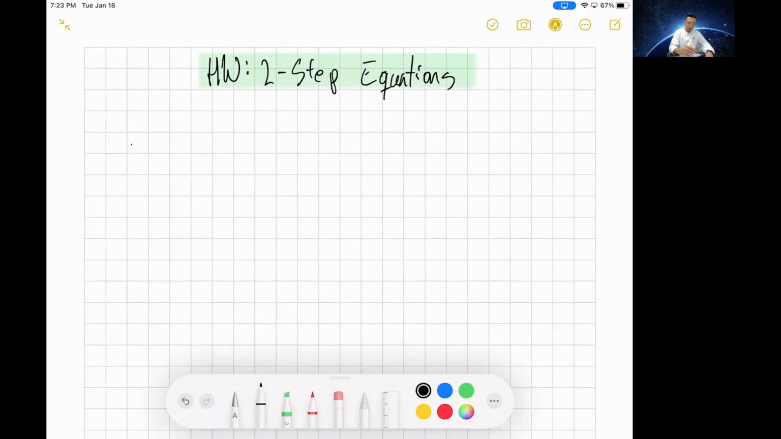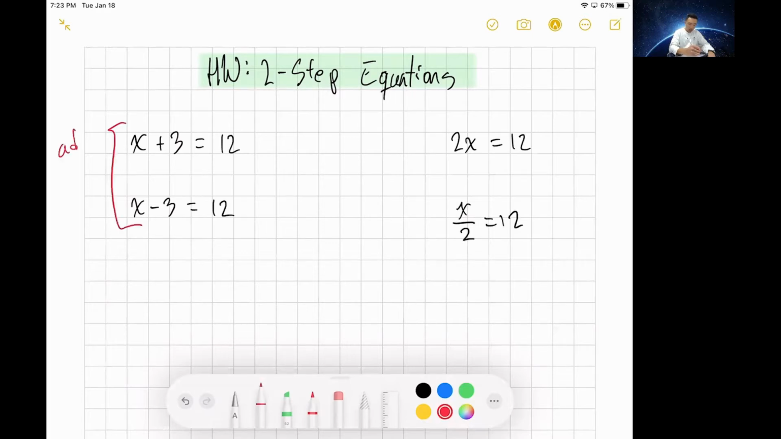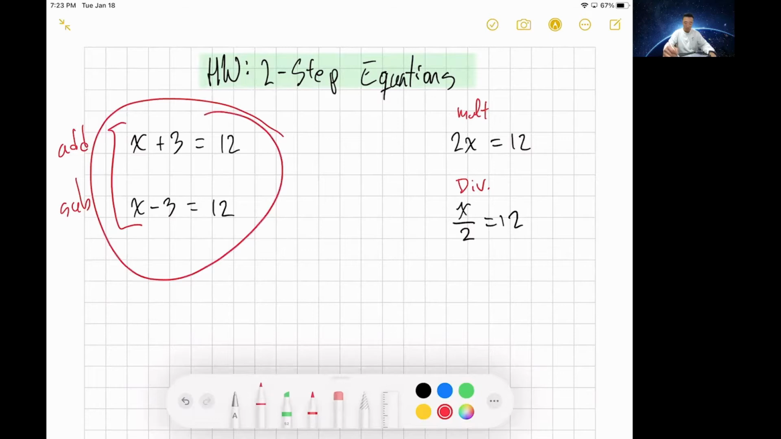And you know, we've done something like x plus 3 equals 12, or x minus 3 equals 12. We've done 2x equals 12. We've done x divided by 2 equals 12, right? So both of these are an adding or subtracting relationship, and this one is a multiplication relationship. This is a division relationship, right? So what a two-step equation does, it takes one of these relationships and one of these relationships and puts them into one problem.